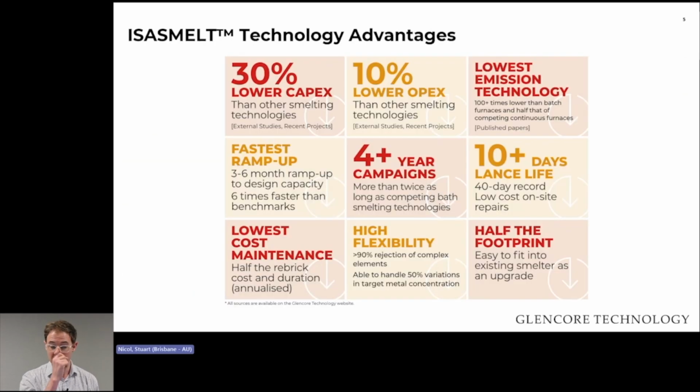Some of the key advantages we have for primary copper smelting: it has approximately a 30% lower Capex. It has a 10% lower Opex for typical locations and jurisdictions. It can vary a bit there. Currently, it's the lowest emission smelting technology. Fast ramp up, long campaigns, low annualized campaign costs. It's got long lance lives, 40-day record at some sites, as well as low cost maintenance. But that's just the primary smelting furnace.